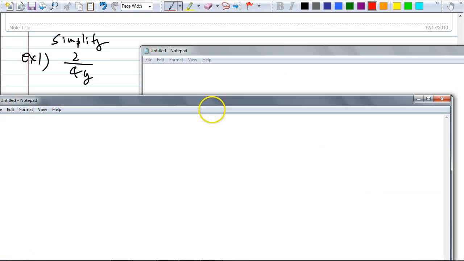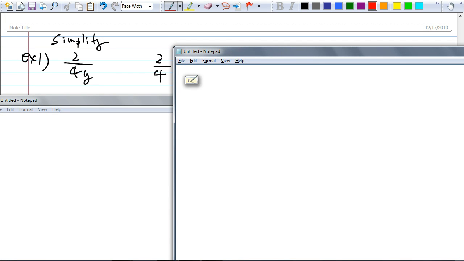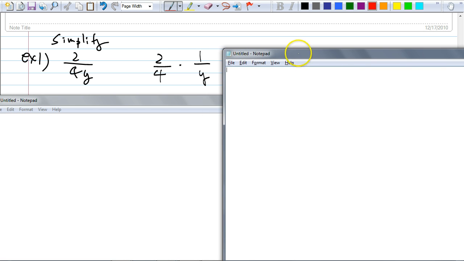All right, take a look at example 1. It says 2 over 4y, and it says to simplify. Could I rewrite this as a product of two fractions? Claire, what do you think? What about rewriting this as 2 over 4 times something? 1 over y. Yes, it's not y, be careful. It's 1 over y. A lot of people just see the y and write y, but then the y would go to the numerator, not the denominator. So this is 2 over 4 times 1 over y.